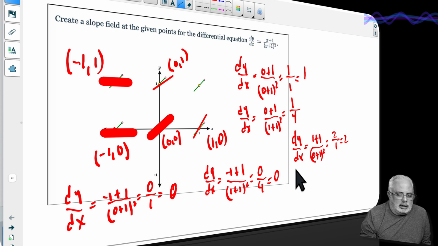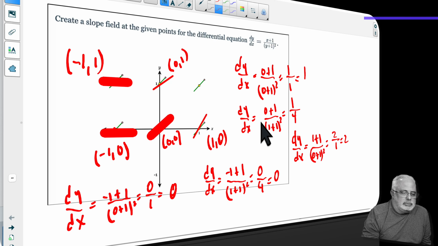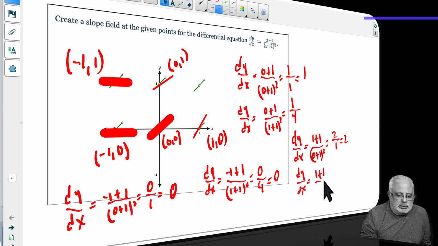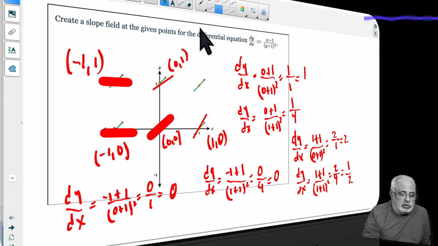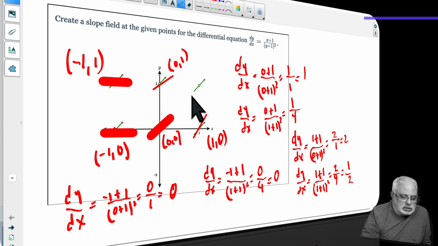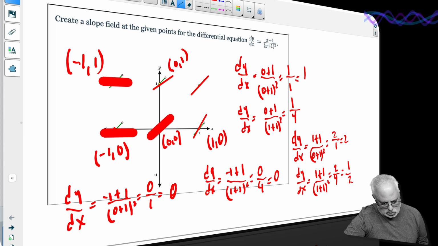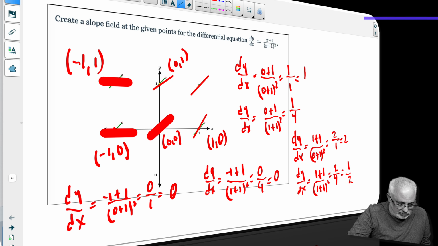And finally, let's evaluate dy/dx for 1 and 1. So the x is 1, the y is 1. I have in the numerator 2, and in the denominator I have 2 to the power of 2, which is 4, and 2 over 4 is 1/2. So the slope is positive, the line is going up. This is the slope field. And this is the way to do it when they provide the points. Very easy.